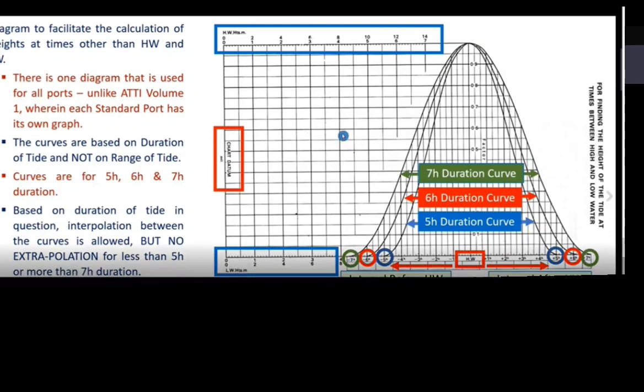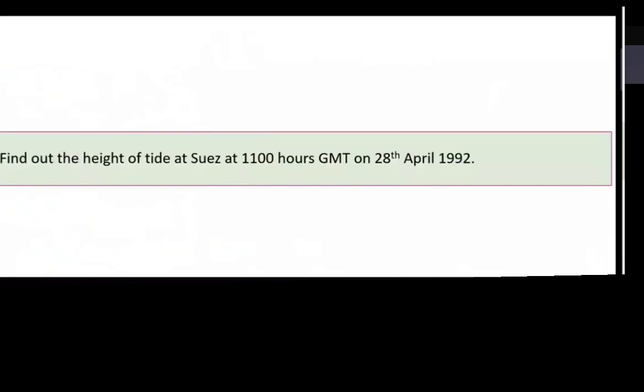This is the main difference between Volume 1 and the rest of the volumes, that the diagram we use is different. So once you have understood this, the rest of the procedure is more or less the same. So let's go ahead. Having completed the familiarization process, now let's solve some questions and apply what we have learned. Find out the height of tide at Suez at 1100 hours GMT on 28th April 1992.